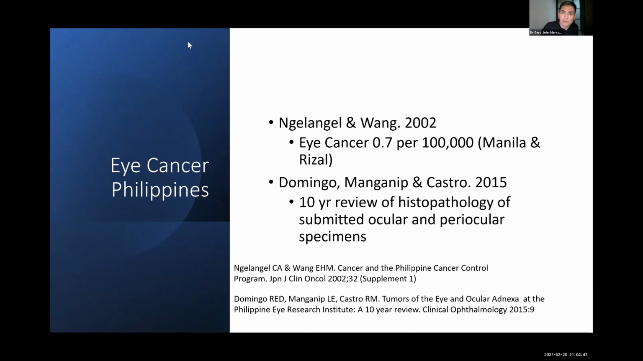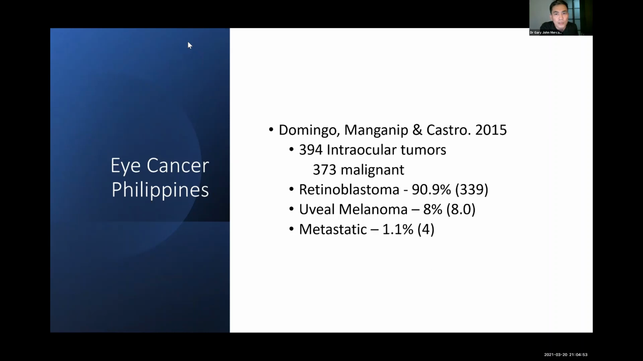This revealed 394 intraocular tumors, 373 of which were malignant, and retinoblastoma comprised 90.9% of the intraocular tumors, while uveal melanoma only accounted for 8%, and metastatic 1.1%. Mind you, of course, these are specimen-run registry or survey. For uveal melanoma, we have been doing enucleation for most of them, so this might be a good reflection of what we see in the PGH.